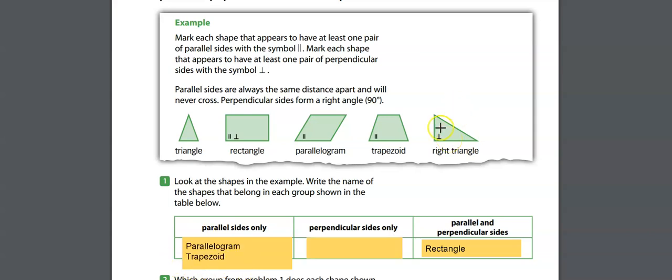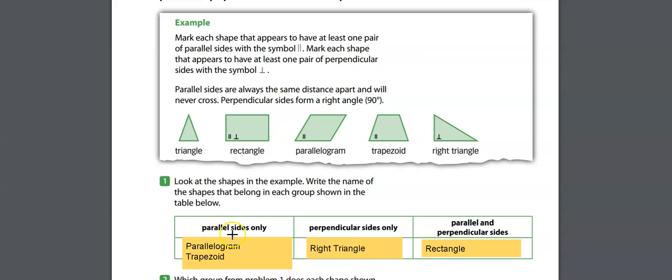Now let's take a look at our right triangle. Now my right triangle, all of my sides cross one another, so they have no parallel sides, but I do have a perpendicular side where these two sides form a 90-degree angle. So that means my right triangle has perpendicular sides only, and I can write that down in this column.